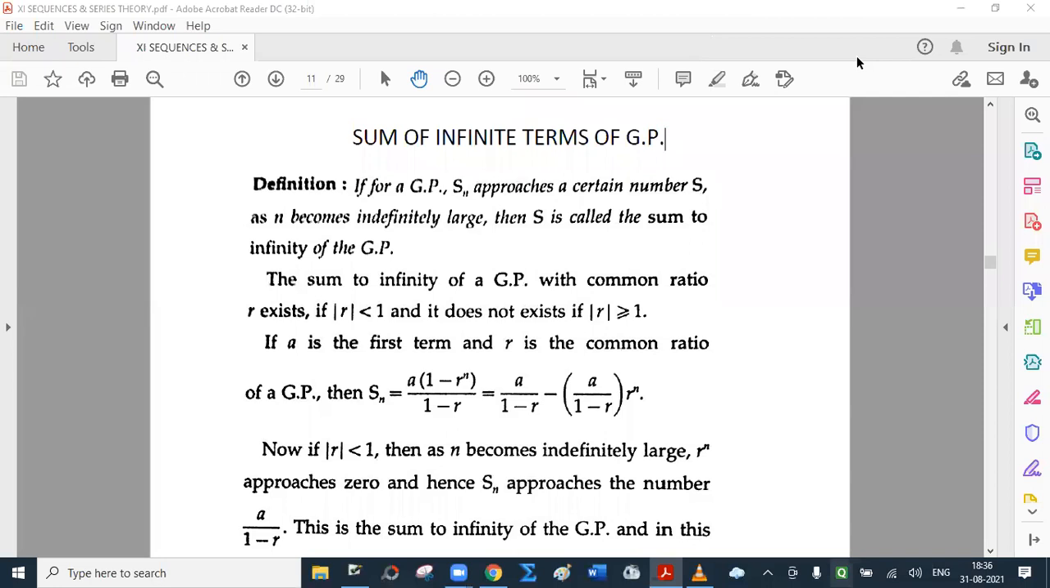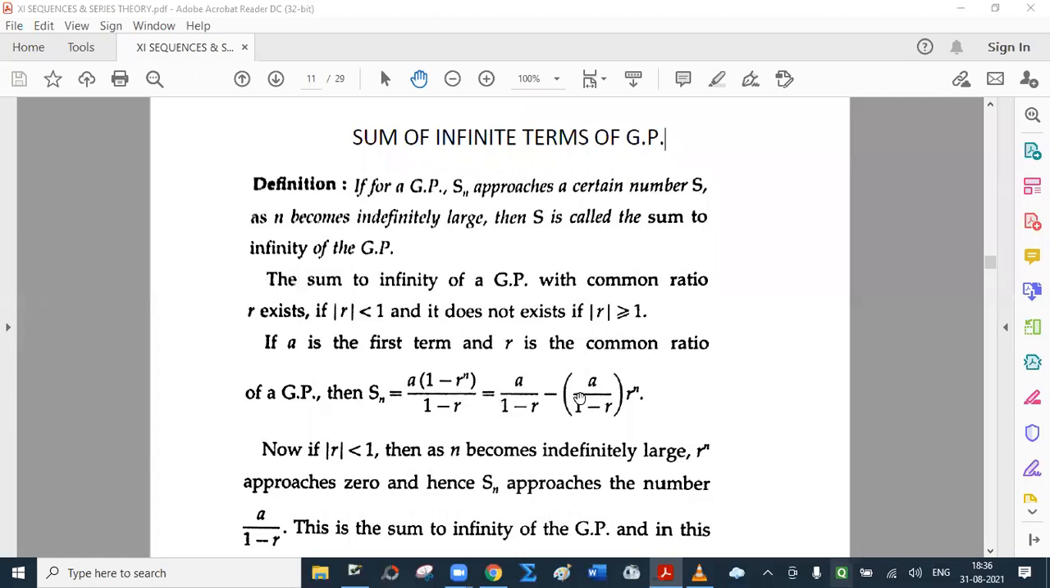So in short, sum of infinite terms of GP. What is the definition? If for a GP, Sn approaches a certain number S as n becomes indefinitely large, then S is called the sum to infinity of the GP. The sum to infinity of a GP with common ratio R exists if modulus of R is less than 1. It does not exist if modulus of R is greater than or equal to 1. If A is the first term and R is the common ratio of GP, then this is the formula, right?